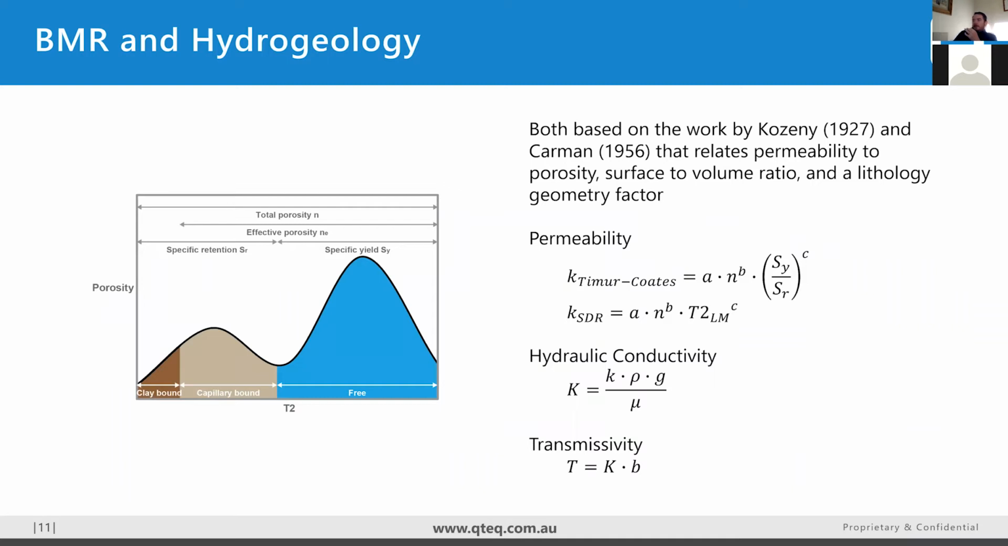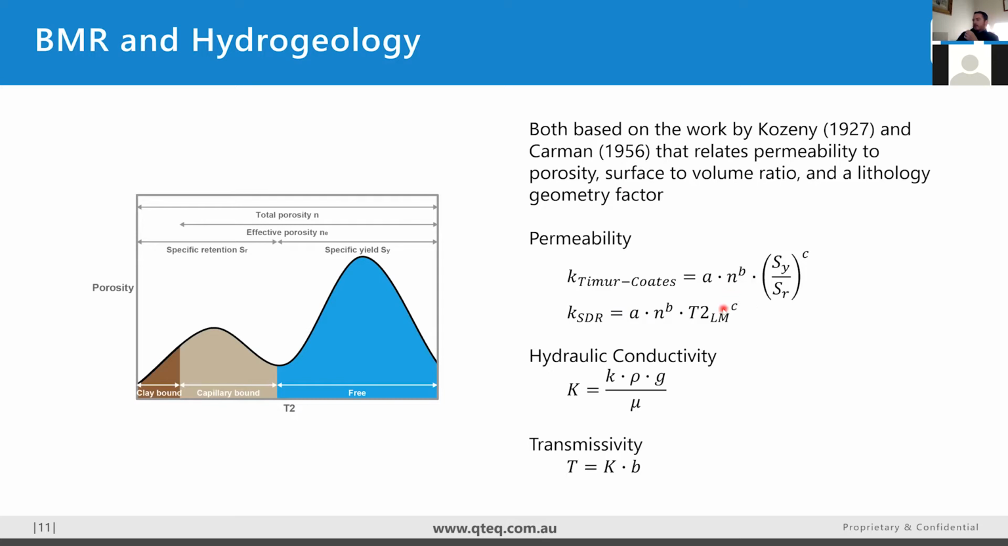So, there's a few different methods of determining permeability or hydraulic conductivity within a rock matrix. From NMR, this goes back to the Kozeny-Carman relationships that related permeability to the surface to volume ratio and the porosity. So when we look at our T2 distribution, we can have a relationship that relates total porosity in this equation here, and our surface to volume ratio.